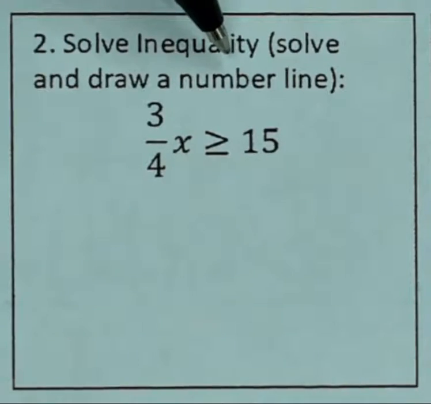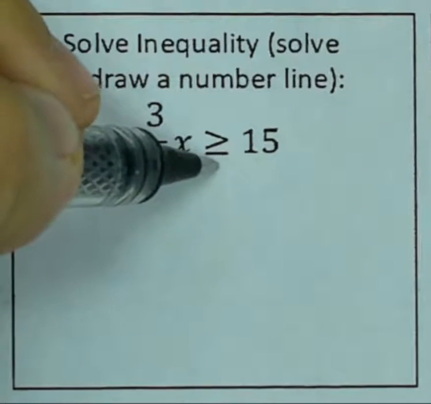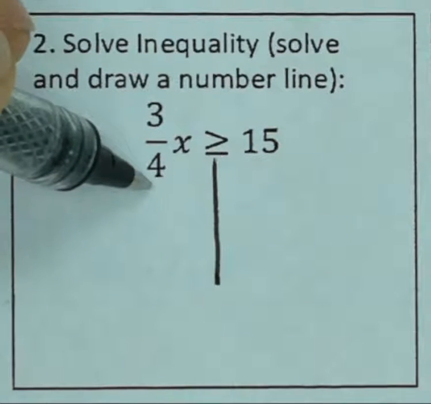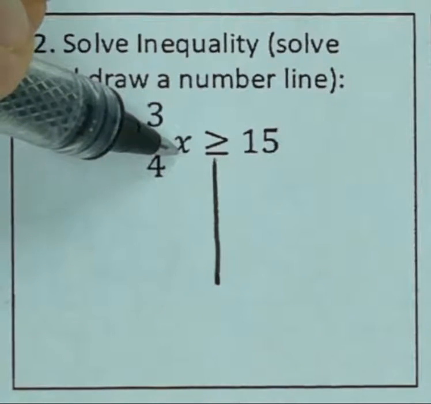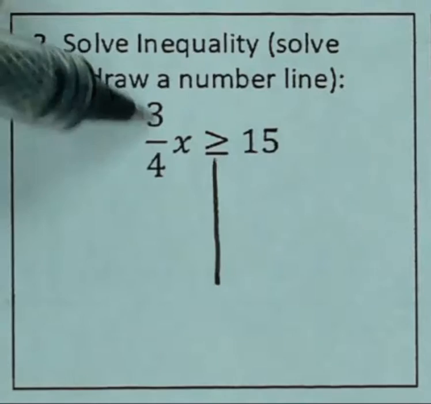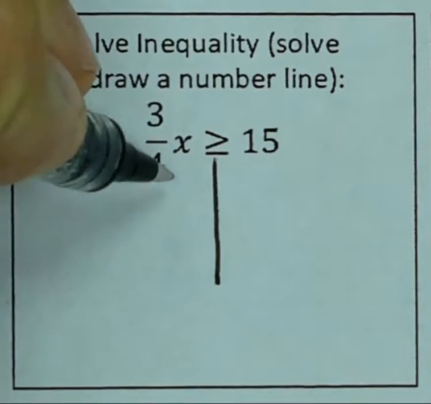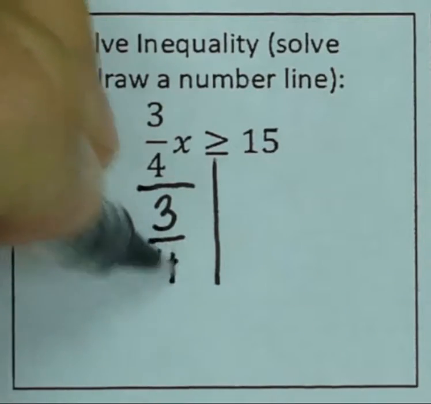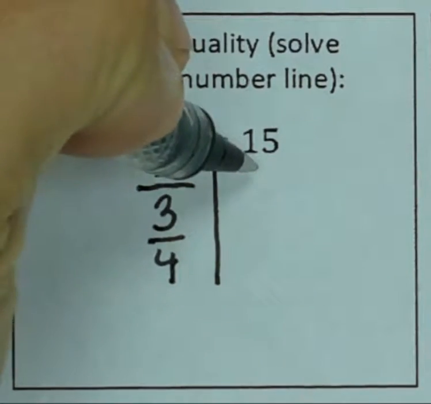Just like in question number 3, you are going to want to solve for x, and to start doing that, draw a line down where the equal or inequality sign is, and you want to undo all the operations. So right now this is 3/4 times x. We want to get rid of the multiplication of the 3/4. In order to do that, we have to divide by 3/4. Whatever we do to one side, we have to do to the other.